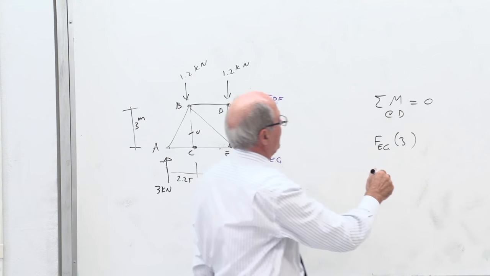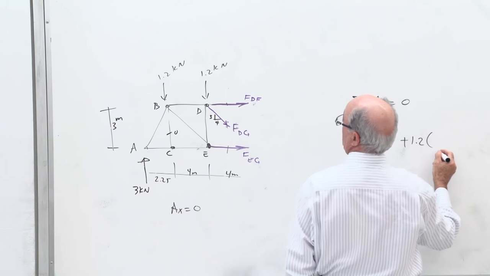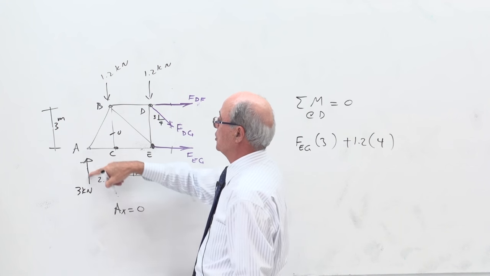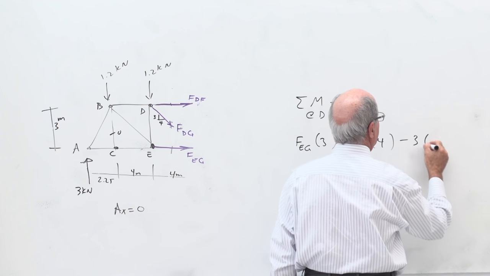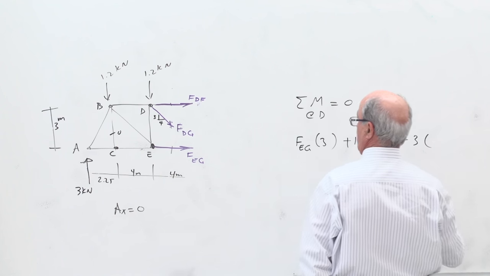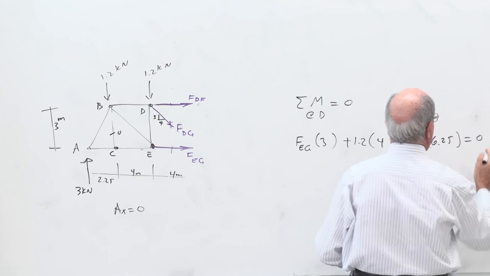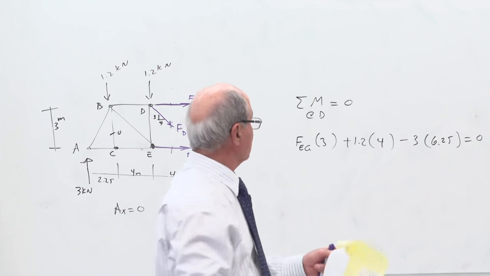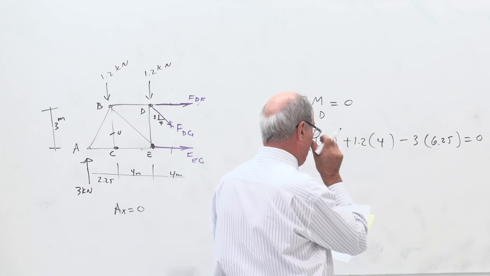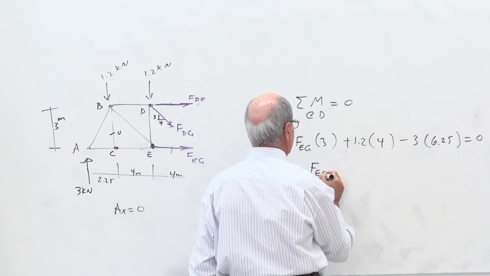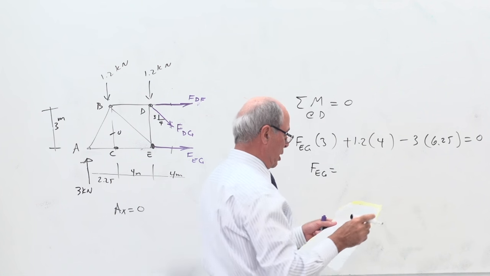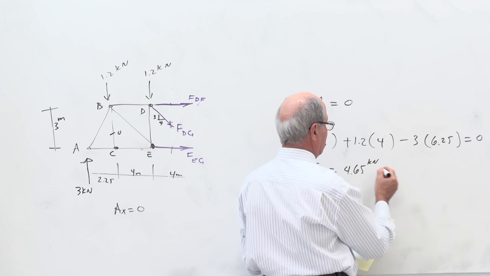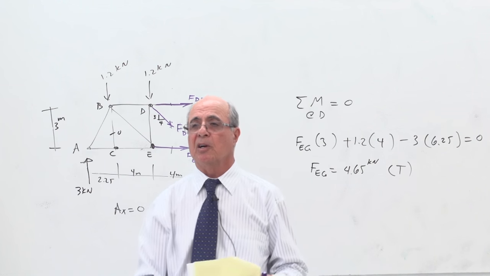This one has no moment. This one has a moment of plus 1.2 times 4 meter, going also plus. So this is plus, this is plus. This one is negative: minus 3 kilonewton times 6.25 equal to 0. You immediately get FEG equal to plus 4.65 kilonewton. And therefore, since it came plus, it means the tension that I have chosen is correct.